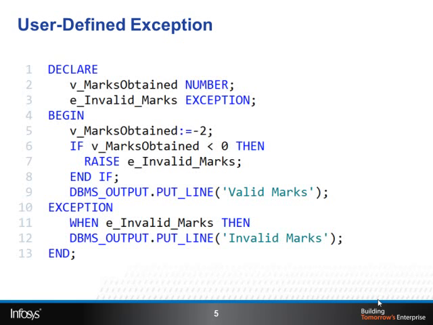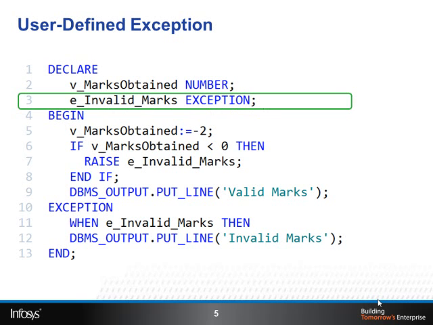Consider the code displayed for a scenario where the user wants to check whether the marks obtained is valid or not. If the marks obtained is invalid, then an appropriate error message should be displayed. In order to implement this functionality, an exception identifier EInvalidMarks has been declared in the declaration section.